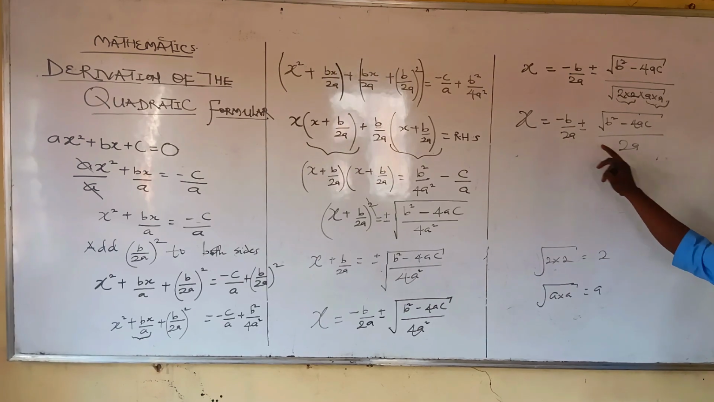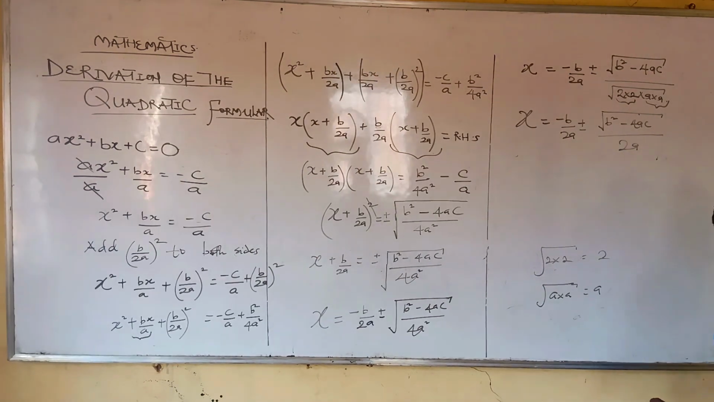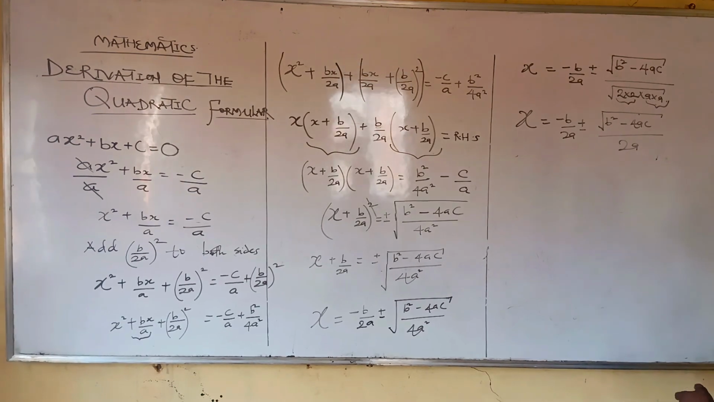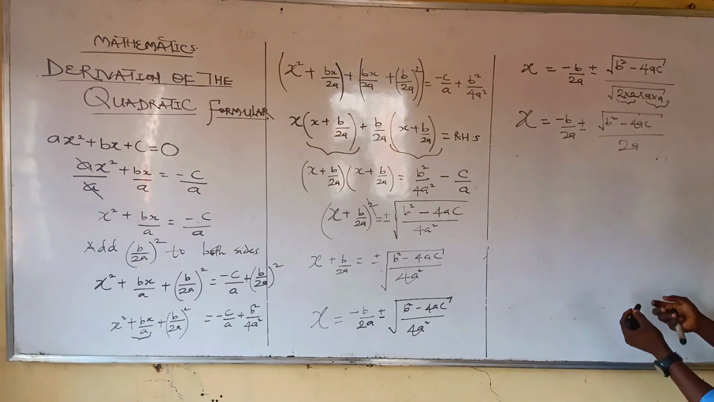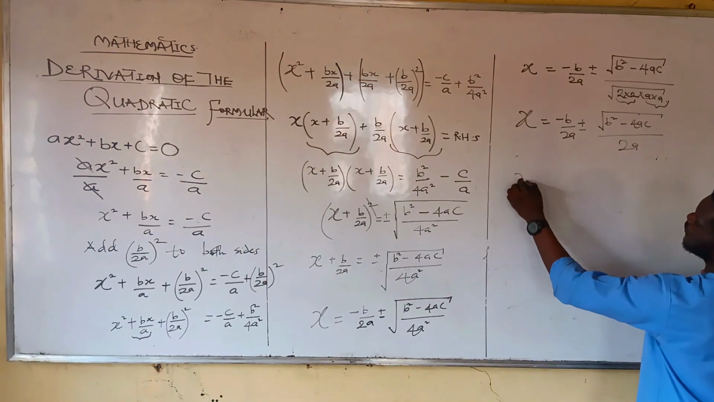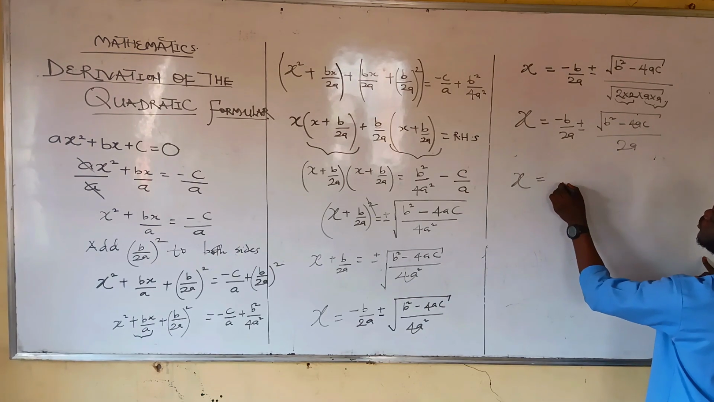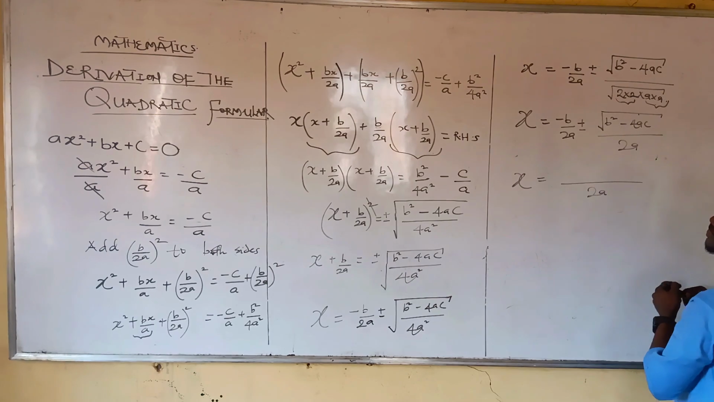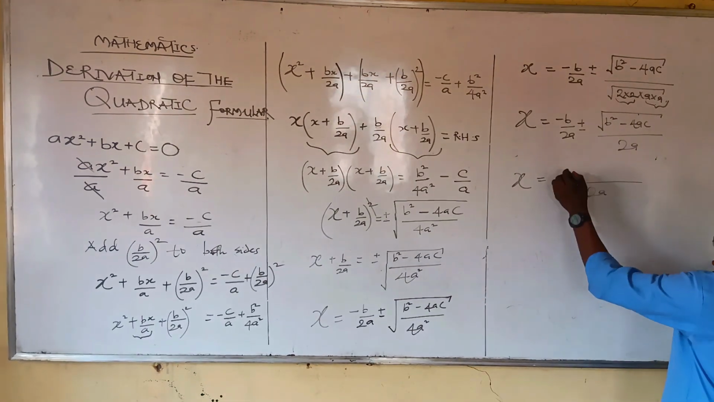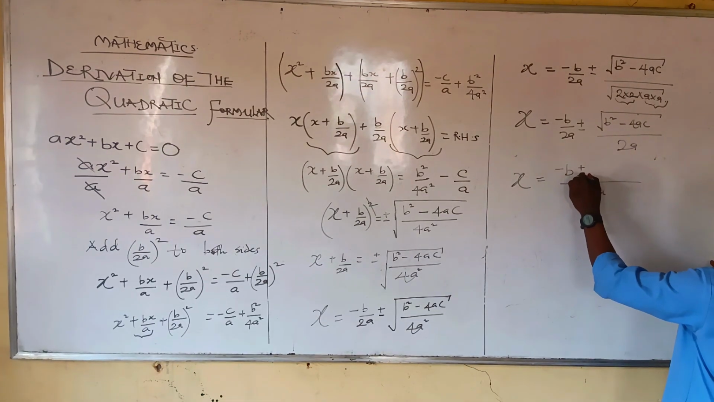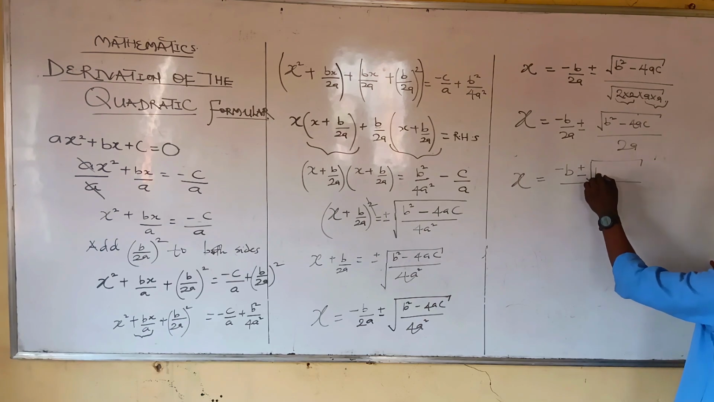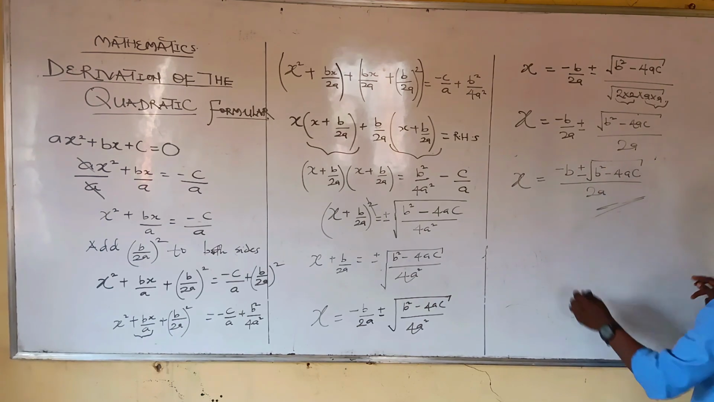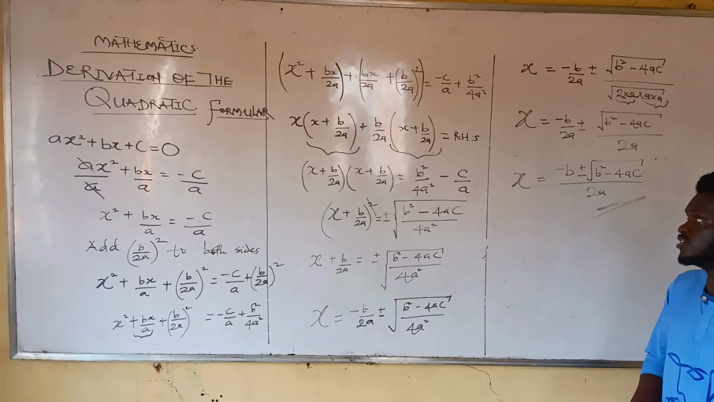You can see now we have the same denominators for the two sides. Because we have the same denominator for the two sides, very simple, just select one of the denominators and solve. x is equals to, just draw a line and put 2a, because they are the same. Now once you have gotten that, you can say minus b plus minus the square root of b squared minus 4ac. This is the quadratic formula well derived.